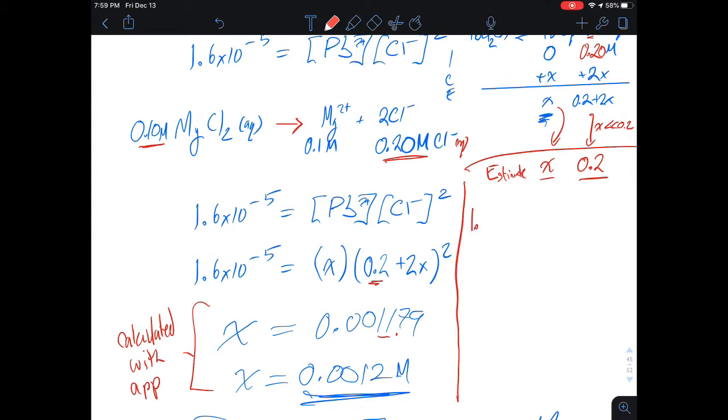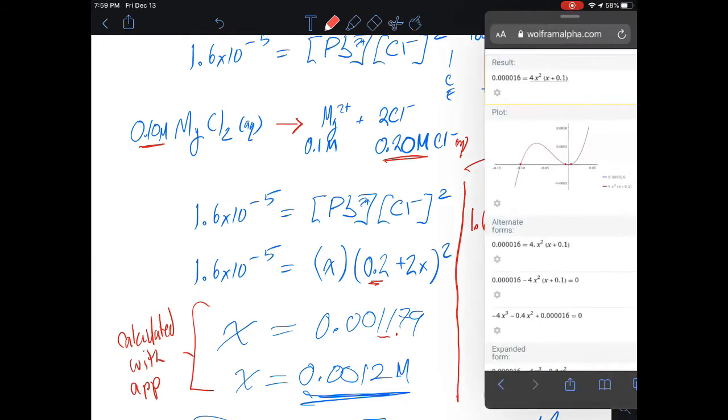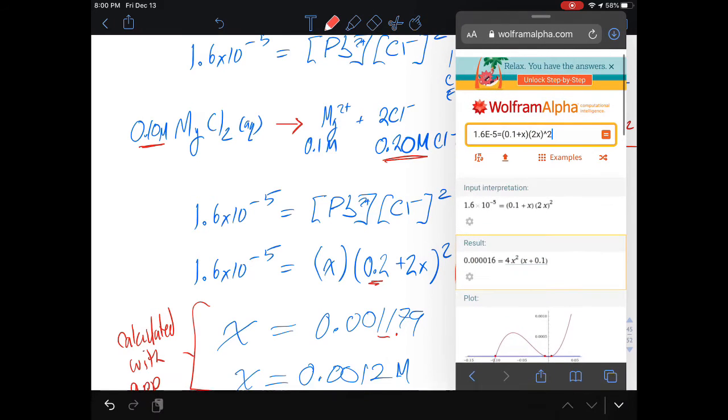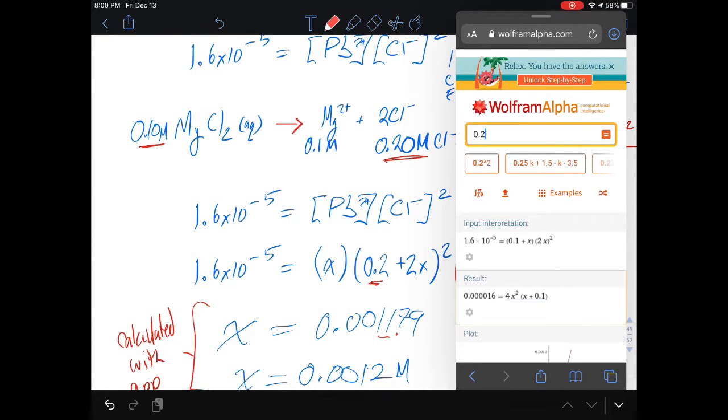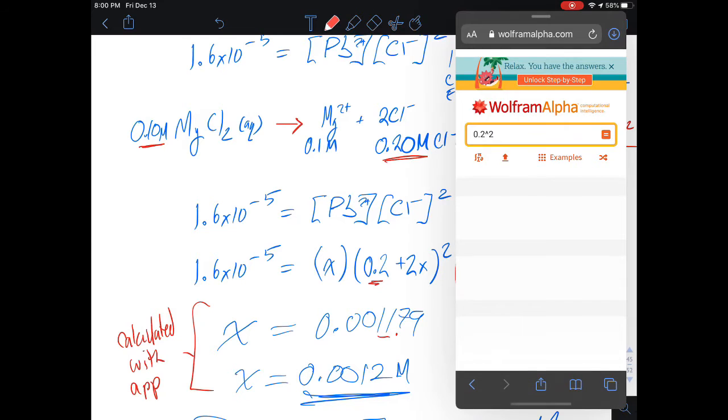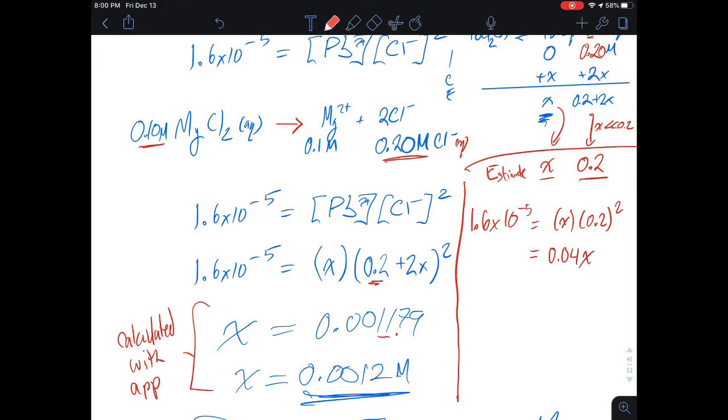So with the estimate and check method, or just the estimate method right now, we're going to do 10 to the negative 5 equals x times 0.2, and we just have to square that. So that's going to give us 0.04, I believe. Should we pull out a calculator? I've got Wolfram Alpha open just in case I needed it. So 0.2 to the power of 2. Yeah, it was 0.04. Okay.